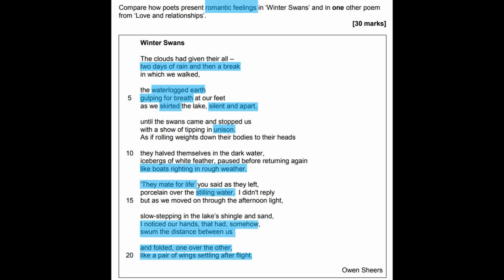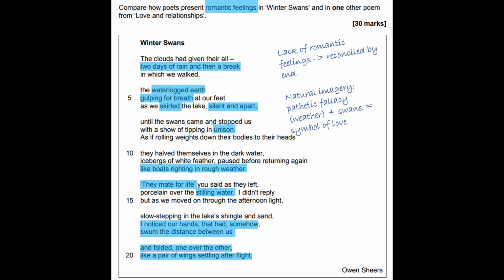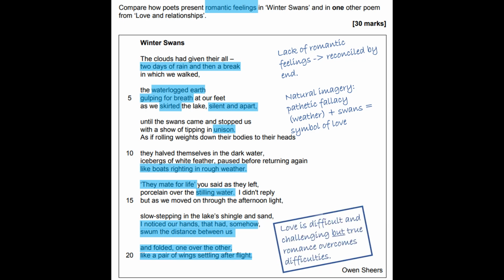At this stage, you're just looking for potential evidence. Afterwards, have a think and briefly jot down anything else you remember about the poem and romantic feelings, like so. Finally, return to the focus of the question. Overall, what does Sheers seem to be saying about romantic feelings? The notes on screen are fuller and neater than yours need to be because they are for illustrative purposes.